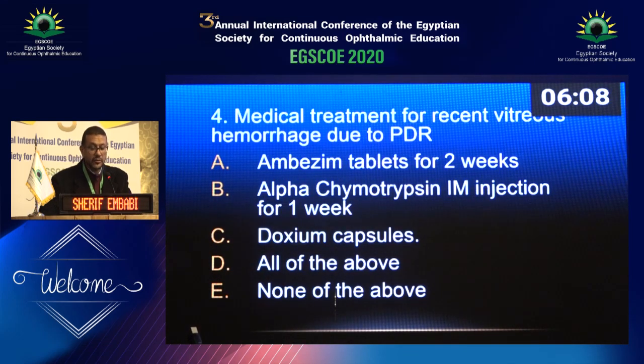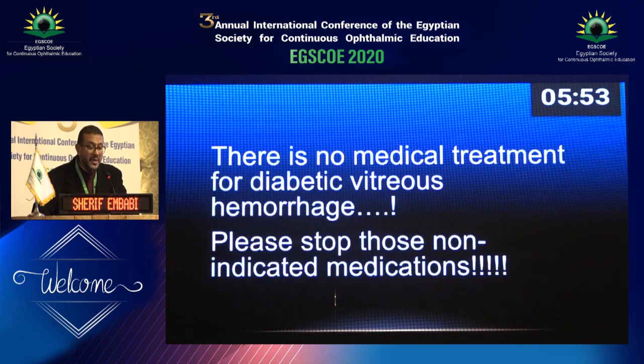What about medical treatment for recent vitreous hemorrhage? We see a lot of treatments. I see a patient having a vitreous hemorrhage. He's taking alfentern, ambizeme, alpha-chymotrypsin intramuscular injections, and he keeps searching the pharmacies for this magic intramuscular injection. Doxium, do we use all of this, any of this? There is no medical treatment for diabetic vitreous hemorrhage. Please, please, please, please stop those non-indicated drugs.